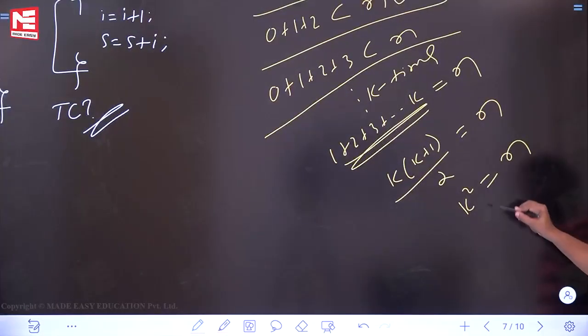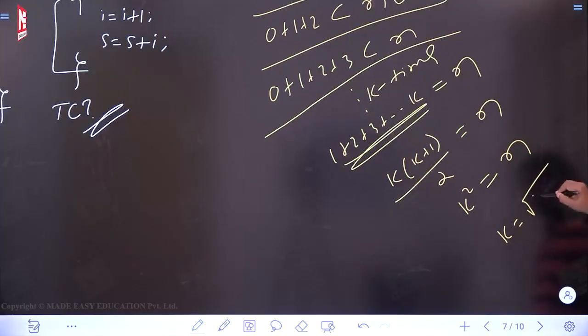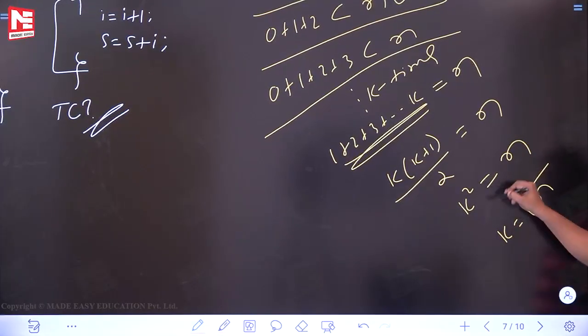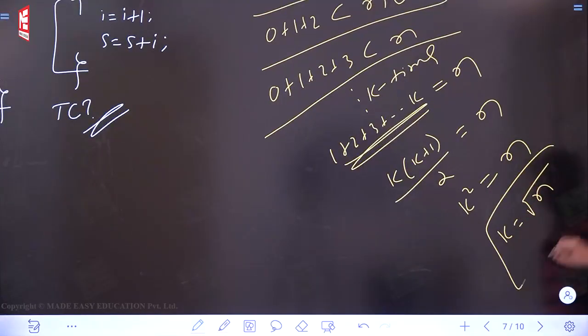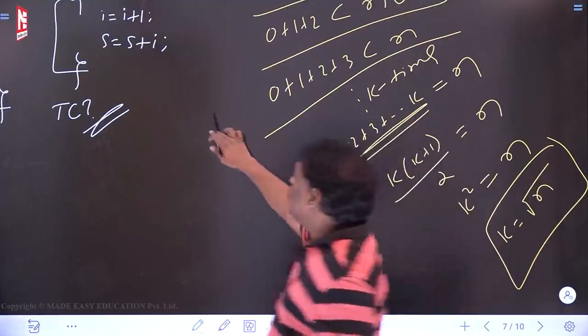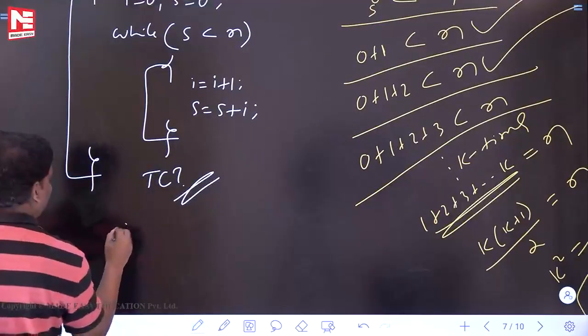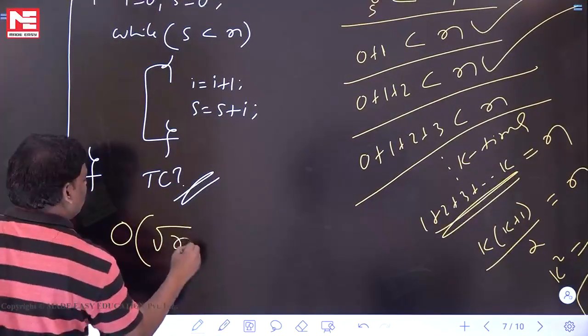Next, apply root. I want the k value. K is equal to root n. If I apply root here, the whole power 1 by 2 and the 2 cancel, so k is going to be root n, which is nothing but the time complexity of this problem. Time complexity is root n.